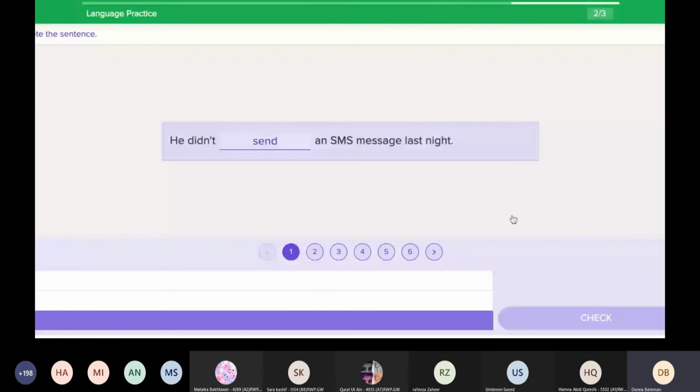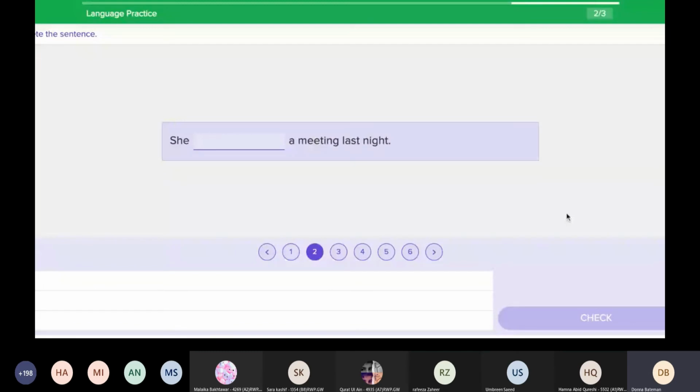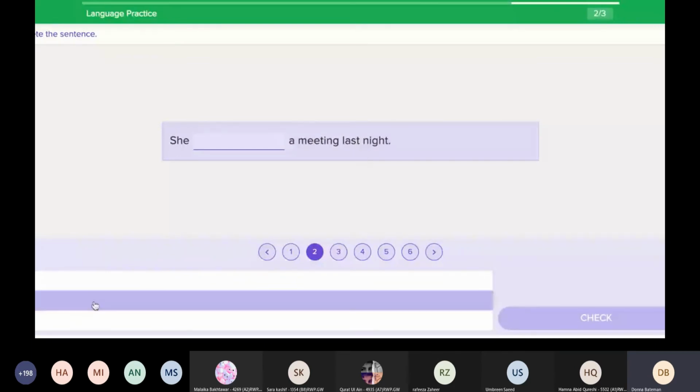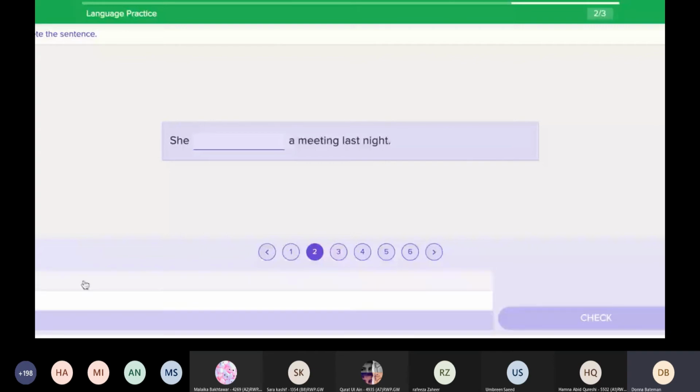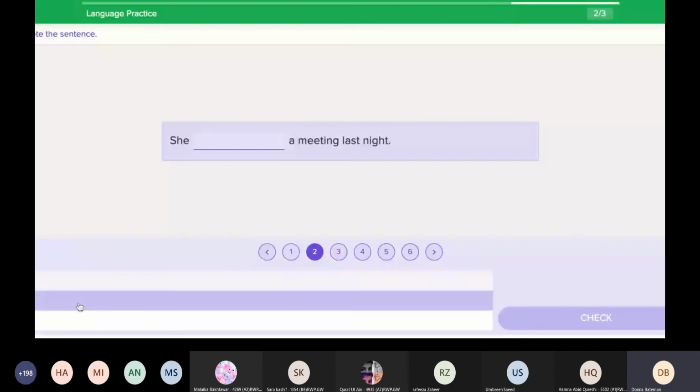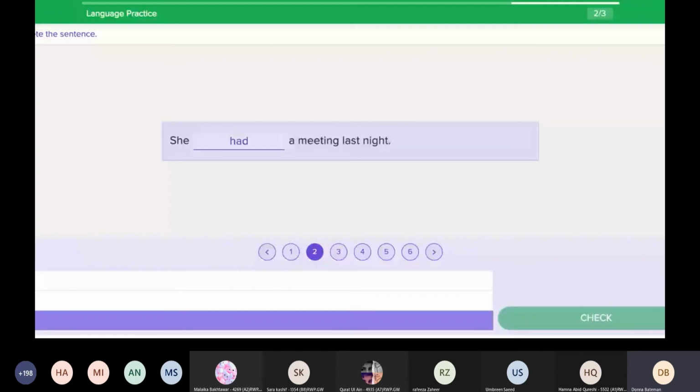The next one. She blank a meeting last night. She have a meeting, she has a meeting, or she had a meeting. So we have last night. So we know we're talking about a time in the past. So which of these is the past? Have, has, or had? It's had. Well done if you got that. Both have and has are the same verb, but they're both present form. I have, he, she, it has.